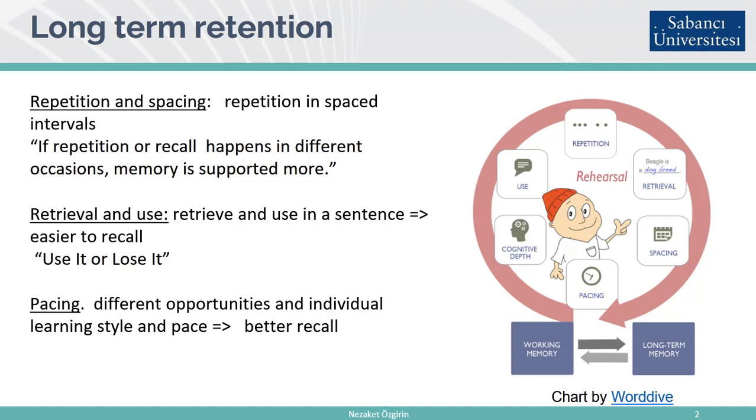Pacing. If learning happens on several different opportunities and individual learning style and pace are taken into consideration, learners can remember words better. And there is also cognitive depth. If learners make decisions about words, spelling, pronunciation, and so on, they are remembered more easily. To get better results, learners can be given opportunities where they have to make decisions about them.